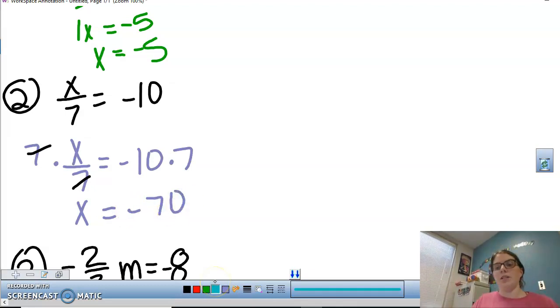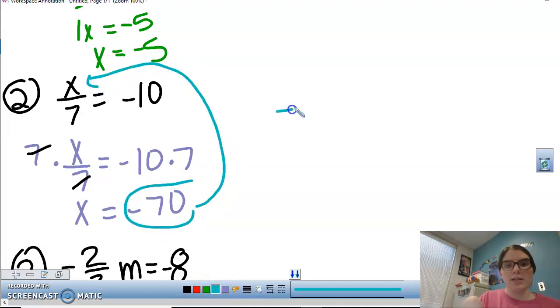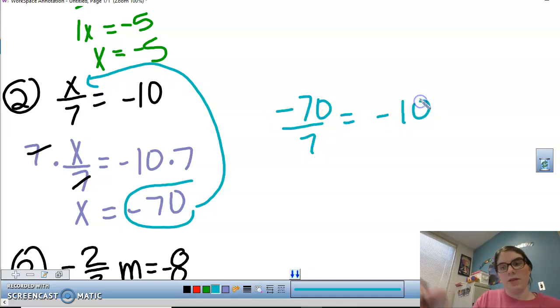An excellent way to check to see if you're right is to take this and plug it back in for x. So -70 divided by 7 would give me a -10. So I know I'm correct.